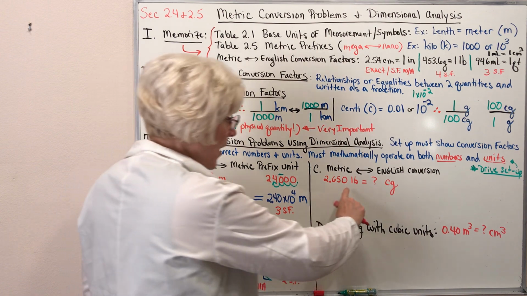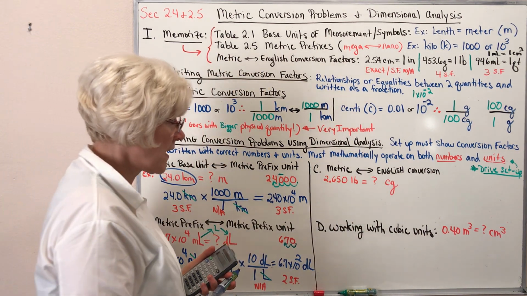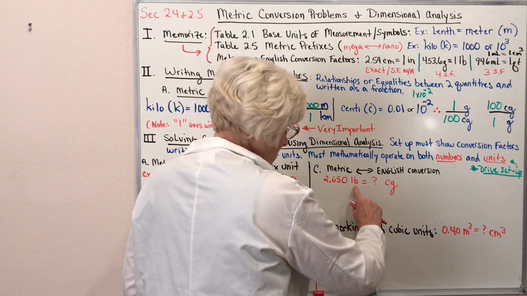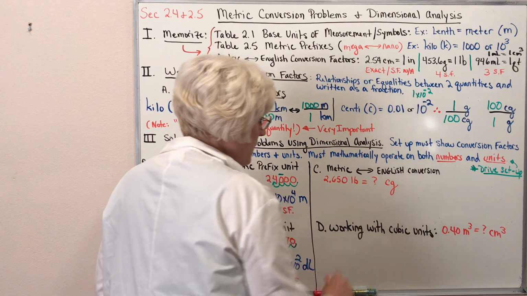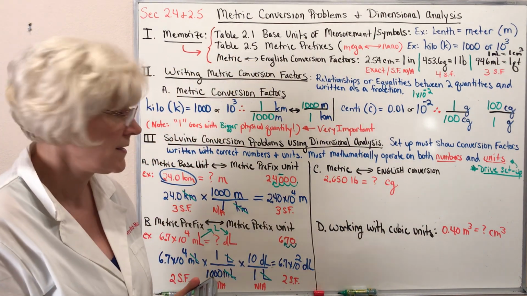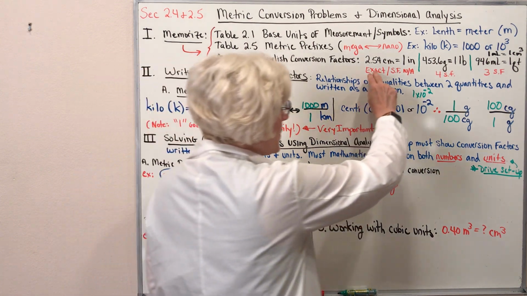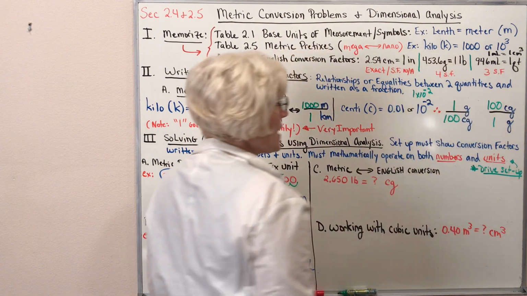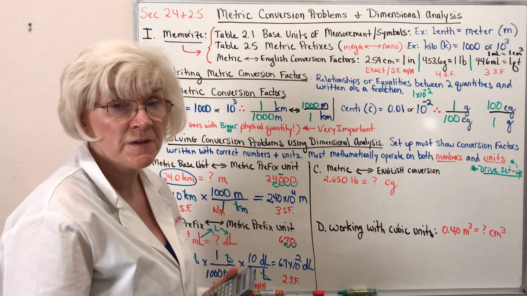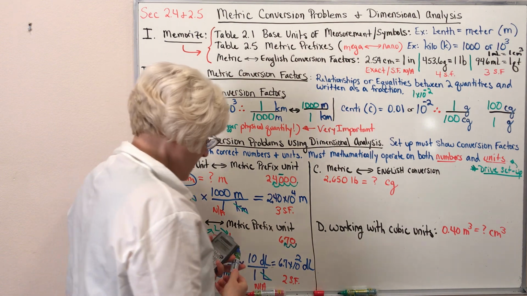In this particular problem, we're taking this mass in pounds, 2.650 pounds, which is an English unit of mass or weight, and converting it into the metric unit, centigrams. So we're going to have to use the English to metric conversion that we memorized up above. 453.6 grams equals 1 pound.